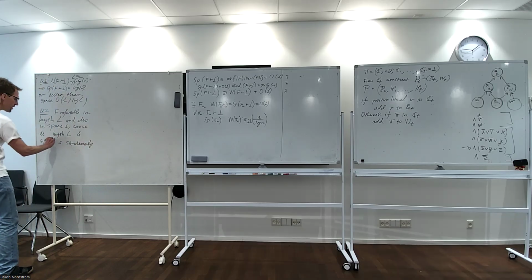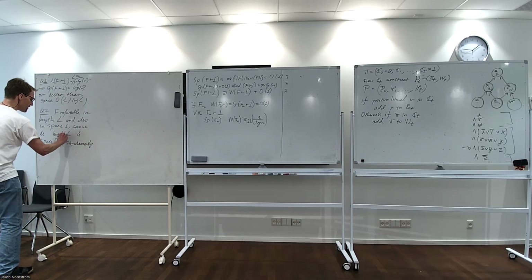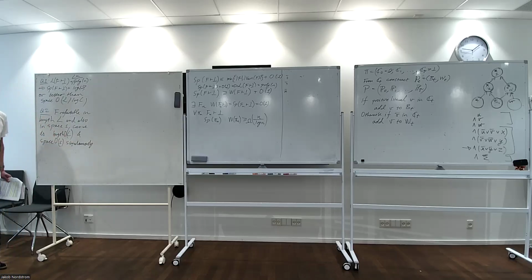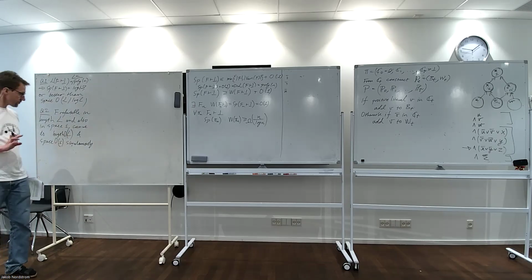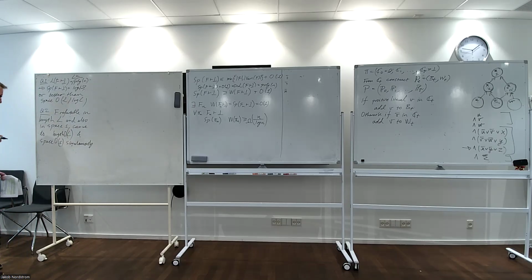You can say that's maybe a little bit too much to ask for, so let me allow you constant factors or something like that. So if the space complexity is S and the length complexity is L, can I achieve both of these measures simultaneously? We saw already for width that the answer to the analogous question was no.